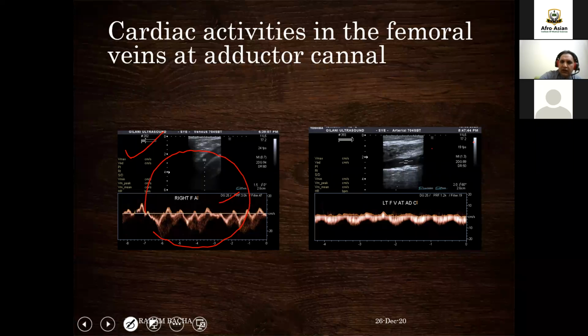The same way, here you can see this is the femoral vein at the adductor canal, and here you can see the cardiac activities in the femoral vein. There must be respiratory phasicity, but cardiac activity must not be there in the distal veins. If the peripheral veins have cardiac activities, there may be chronic venous insufficiency, and that chronic venous insufficiency could be caused by right heart failure. So right heart failure is also one of the causes of chronic venous insufficiency.